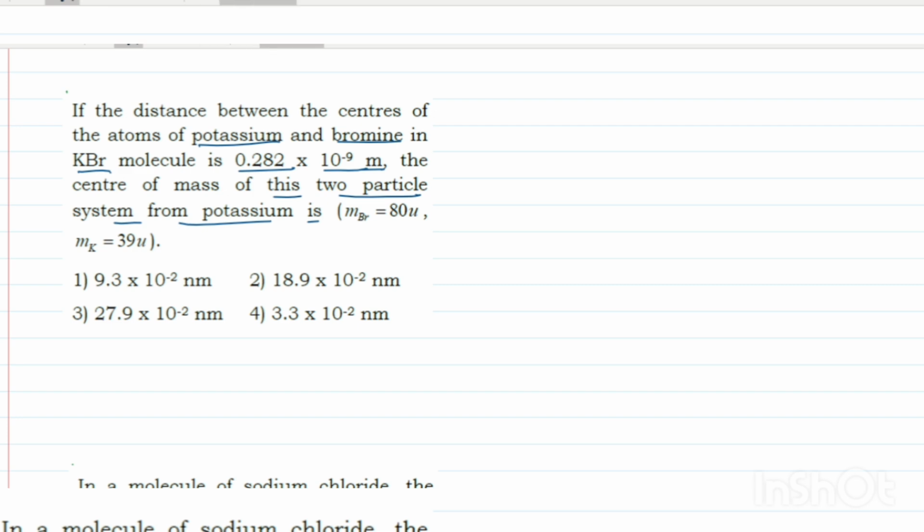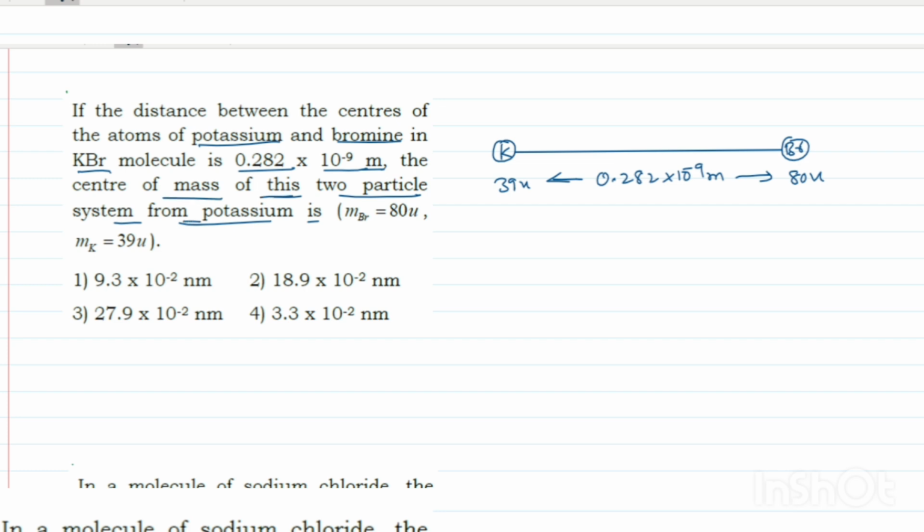Here one potassium is given, and here one bromine is given. This is potassium, and this is bromine. The mass of the potassium is given as 39 units, the mass of the bromine is given as 80 units, and these two are separated by a distance of 0.282 into 10 power minus 9 meter. Now we would like to calculate the center of mass of this two-particle system from the potassium.